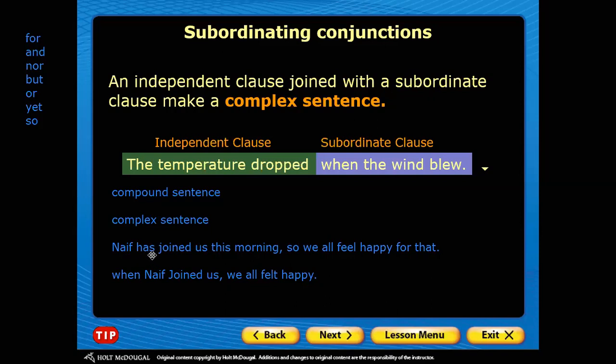Can I talk to Naif for a minute, boys? Then I'm going to move to Yahya. Sorry about breaking the turn, but these boys weren't with us yesterday. Naif, look at the first sentence here. Can you see where I'm pointing? "Naif has joined us this morning, so we all feel happy for that." What type of conjunction have we used to join the two clauses? How did we join the two clauses? By a conjunction. What type of conjunction, Naif?